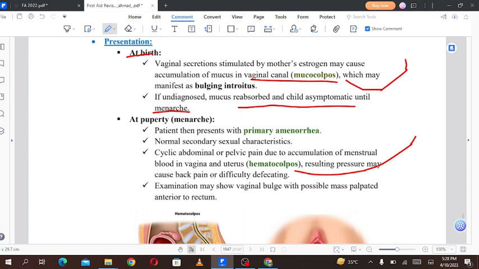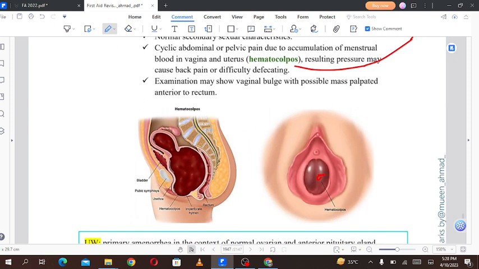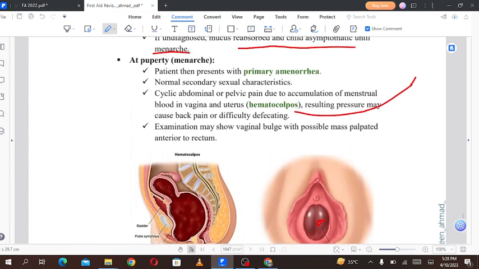Colpos basically means accumulation of fluid in a sac. So mucocolpos means there is accumulation of mucus which may manifest as a bulging introitus. The introital bulging will be seen something like this. This is hematocolpos, and something along those lines will be seen in the case of mucocolpos as well.